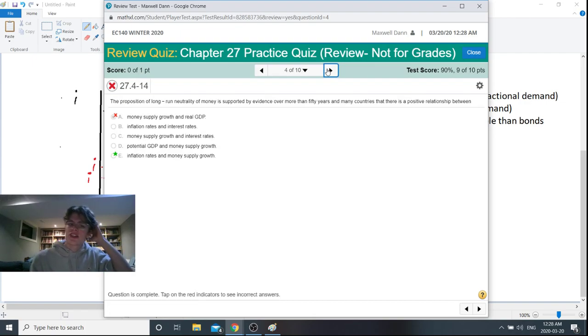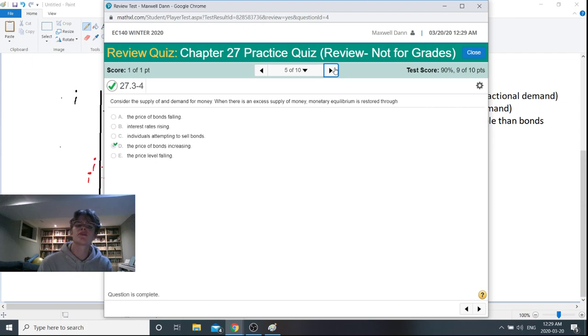This next question is: the proposition of long-run neutrality of money is supported by evidence of over 50 years and many countries that there is a positive relationship between. What is the positive relationship between? Inflation rates and money supply growth. When the money supply grows, our inflation rate goes up, right? We just talked about that. The real GDP doesn't change, but our inflation would go up. We have more inflation.